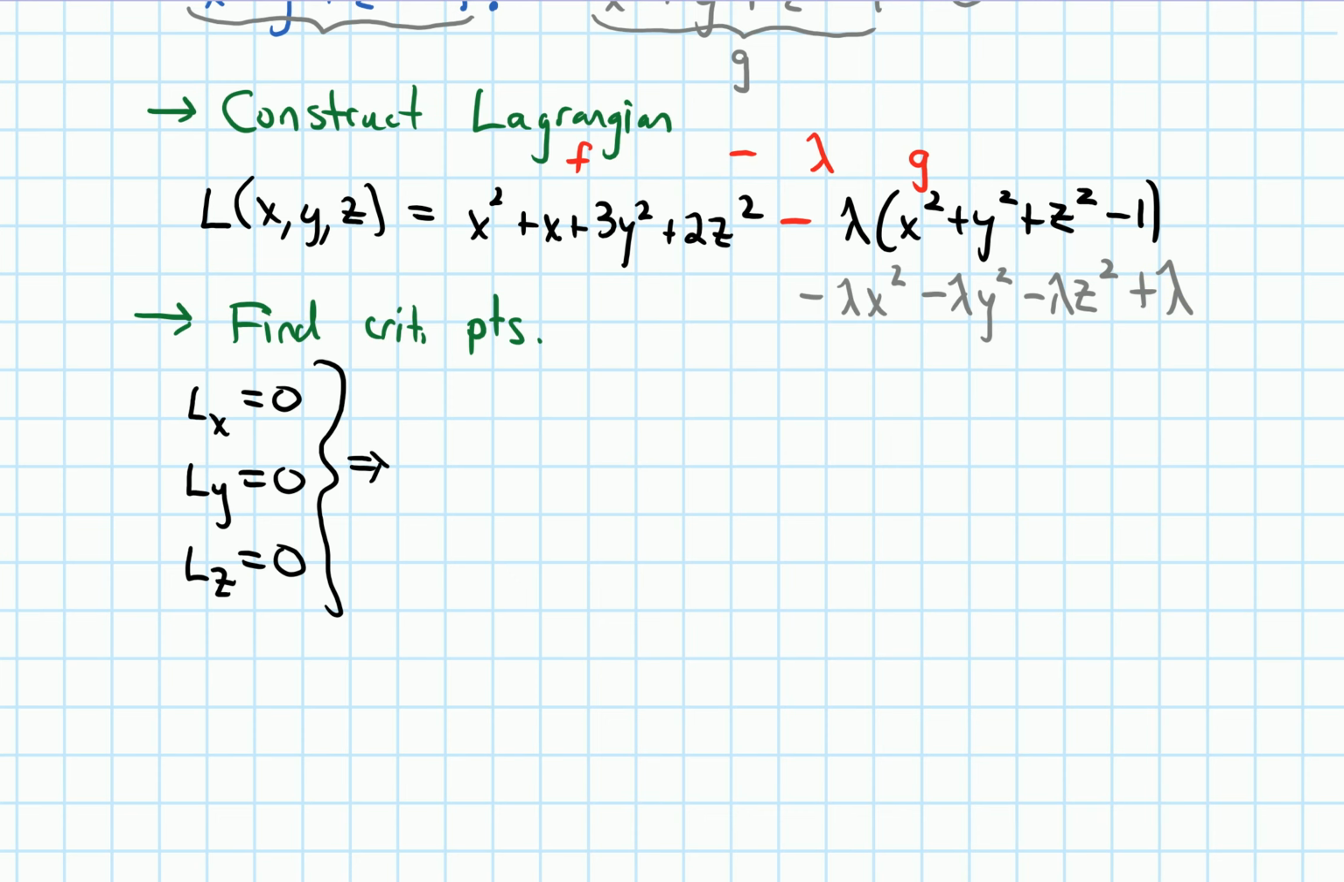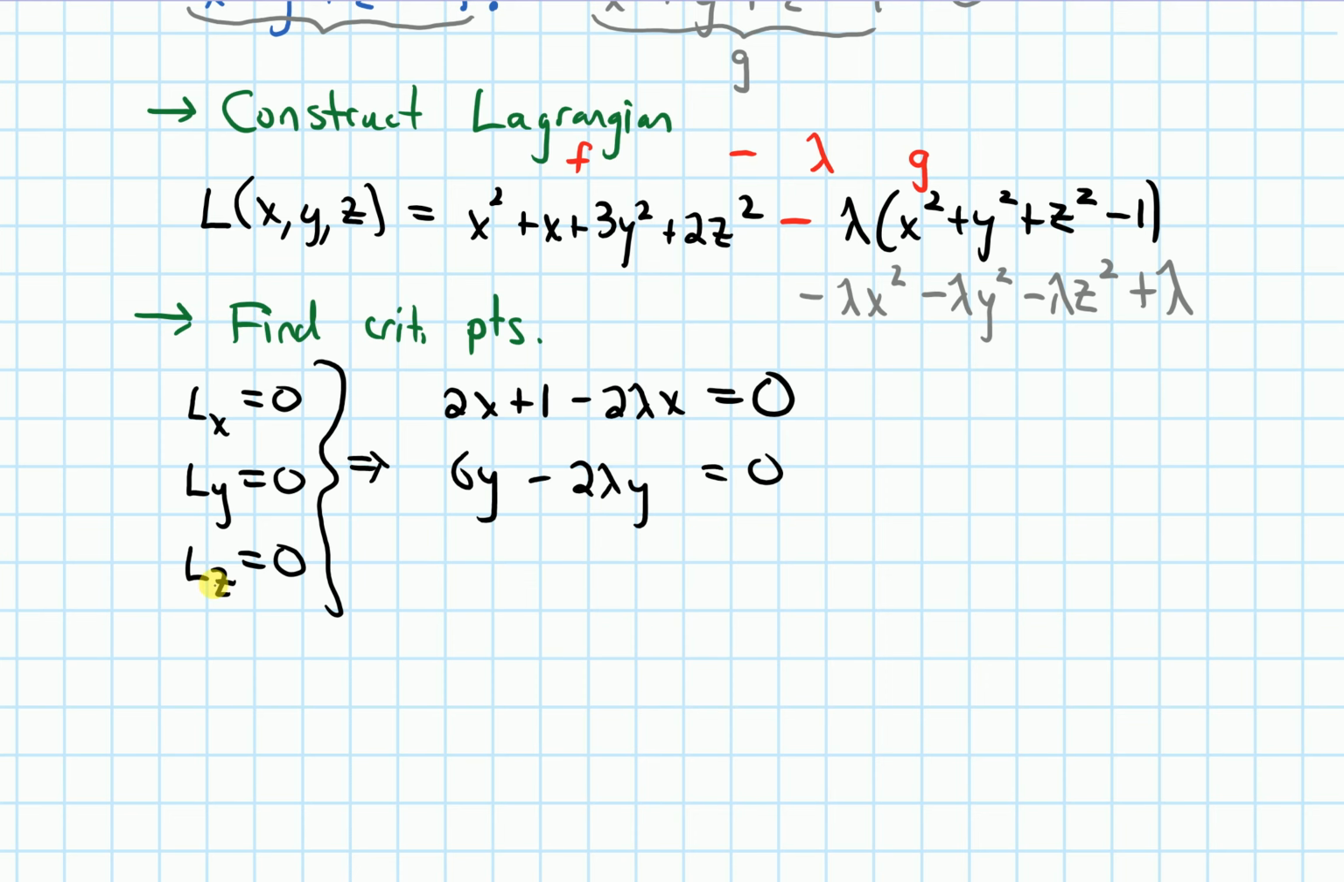So when I take the partial with respect to x, from the terms that are in the function f, we'll get 2x plus 1. And then when I take the partial with respect to x of the terms that are in the minus lambda g, we'll end up with minus 2 lambda x. Okay, that equals 0. All right, so now partial with respect to y. So when I do that for the terms in the function f, we get 6y. And for the terms in minus lambda g, we will get minus 2 lambda y. And that is equal to 0.